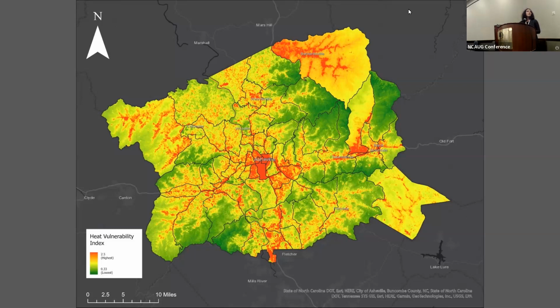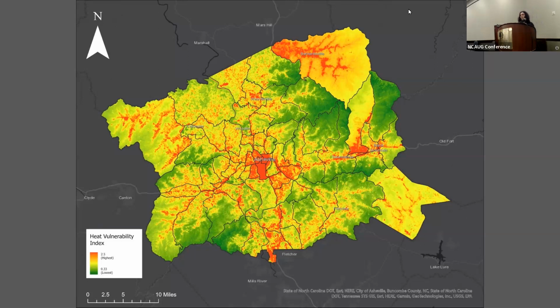Back to the topic of tree planting and mitigation, I want to mention that this area probably could benefit from Asheville Greenworks' tree planting campaign or tree planting in general, because it was high in the land surface temperatures as well as in developed areas. Being able to plant trees to help bring those temperatures down would reduce their vulnerability score.